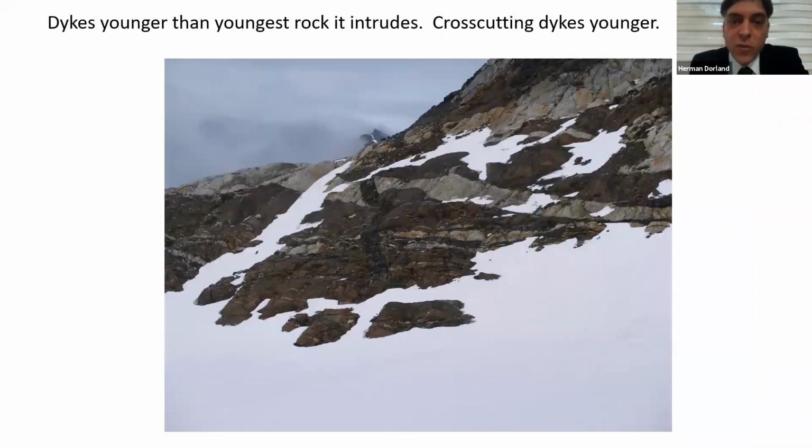This is an outcrop from Greenland. It shows metamorphic rocks that are being intruded by two stages of dikes. The light-colored dike first, and then the black-colored dike secondly, intruding into the white-colored dike. So in this picture, the black-colored dike is the youngest rock, and the metamorphic rock is the oldest.